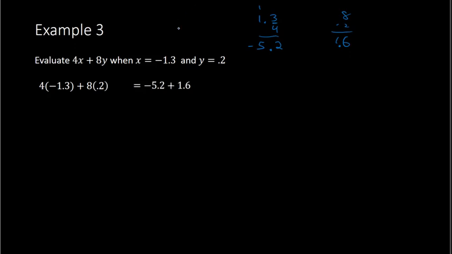So -5.2 plus 1.6. When I add with different signs, make sure that I subtract the two numbers. So 5.2 minus 1.6, that's going to be 4, 6, 3. So that becomes 3.6. And then it's going to be negative because the bigger number was 5.2, and that was a negative number. So my final answer is -3.6.